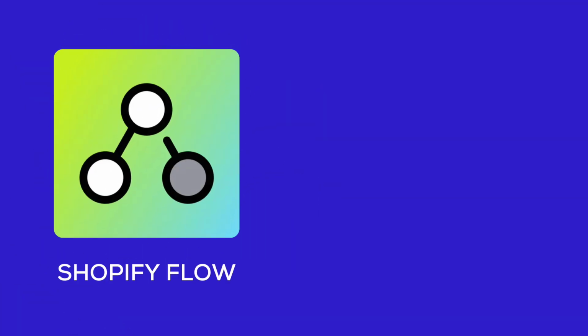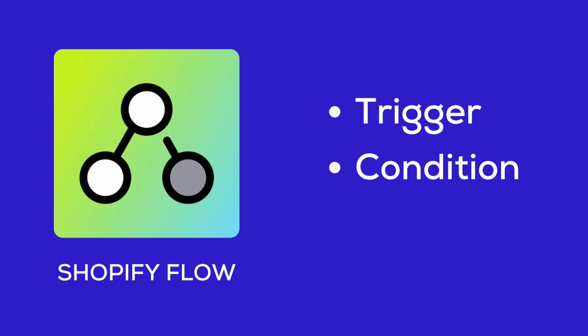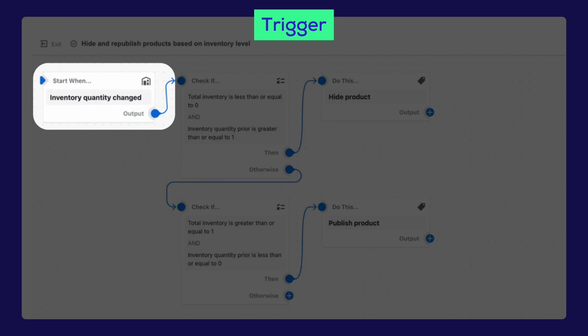Shopify Flow has three main parts: triggers, conditions, and actions. Triggers are events that start the workflow. For example, when an order is placed, that's a trigger.